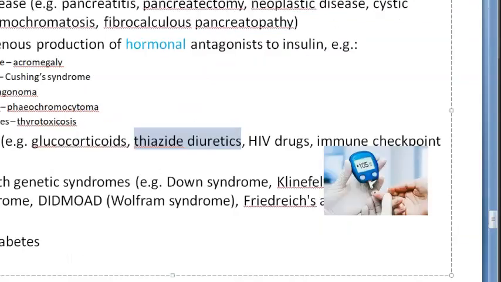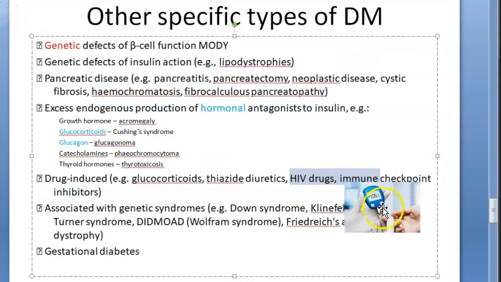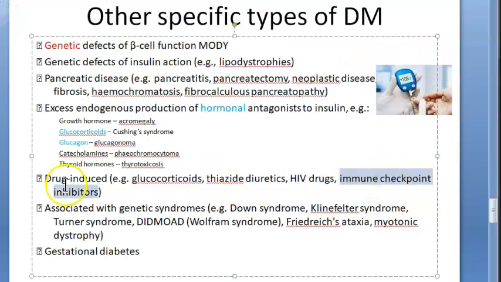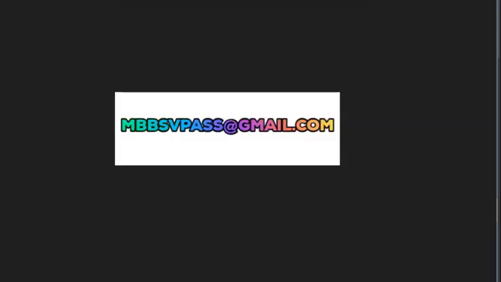So if you take diuretics, there's a problem, is it? HIV drugs, that is retroviral drugs, if he's taking. Immune checkpoint inhibitors, this is some cancer therapy, right? So this also, if they are taking. So all this can cause what, people? People, what are we talking about?